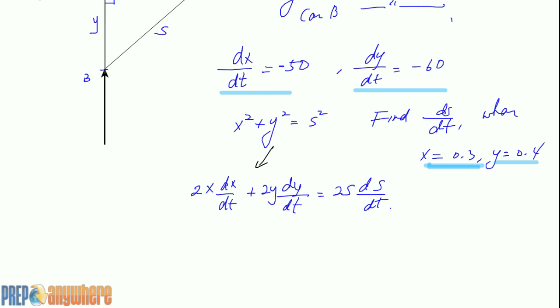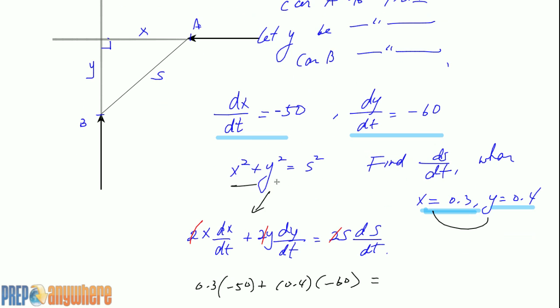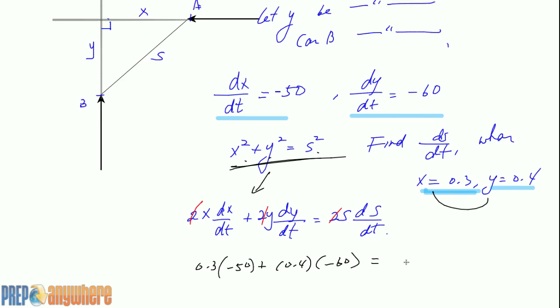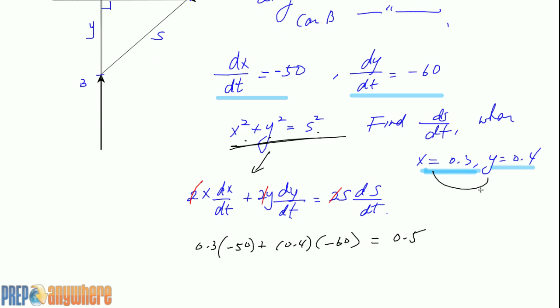We can of course ignore the 2's. Let's plug it in. X is 0.3. dx over dt is minus 50. Y was 0.4. dy over dt is minus 60. And s is not given, so we gotta go back. There is a relationship between x and y with s, which is right here, right? 3, 4, 5, so 0.5. 3, 4, 5 is a Pythagorean triple, right?